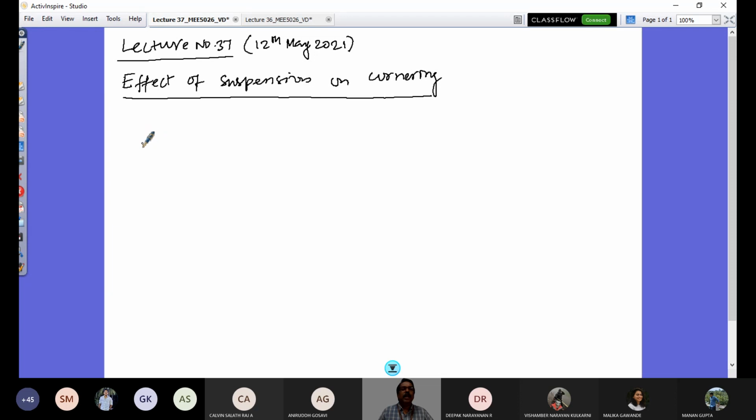So let us understand an important definition called the static margin. I am going to define the static margin in order to understand the vehicle tendency when there is a side force acting on a vehicle. So you know what steady state yaw velocity is.